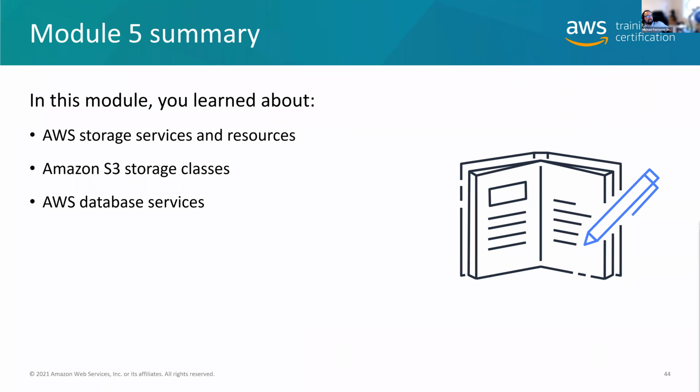All right. In this module, we learned about some AWS storage services and resources. We learned about the different storage classes for S3. And we talked just briefly about the two general types of database services, namely the relational database service versus DynamoDB. Okay. Questions about module 5, about either the storage systems, either file, block, or object, or about the database systems themselves.